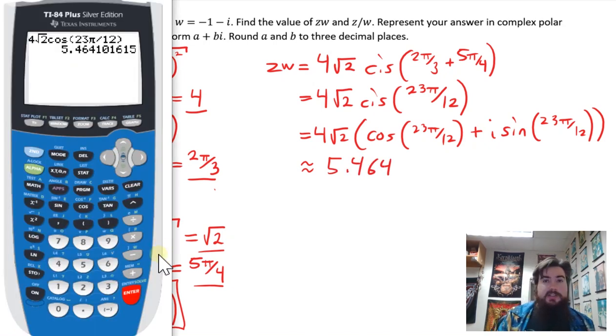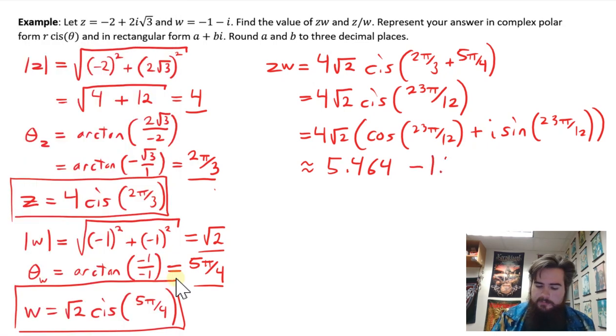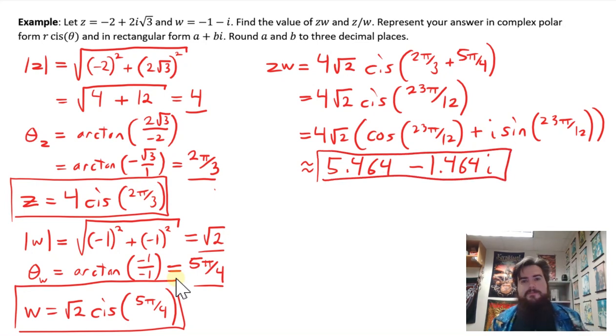And we can also do the same thing with the value for sine. So 4 times the square root of 2, if I distribute that to the second term, times sine of 23 pi over 12. For that, I do expect a negative value here because that would be in quadrant 4. We get negative 1.464. That would be my answer.